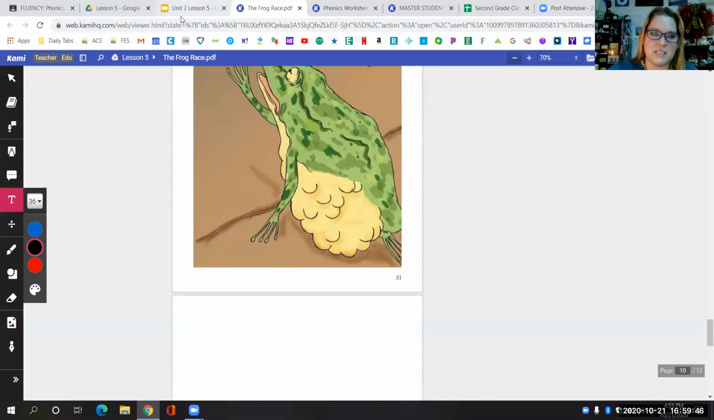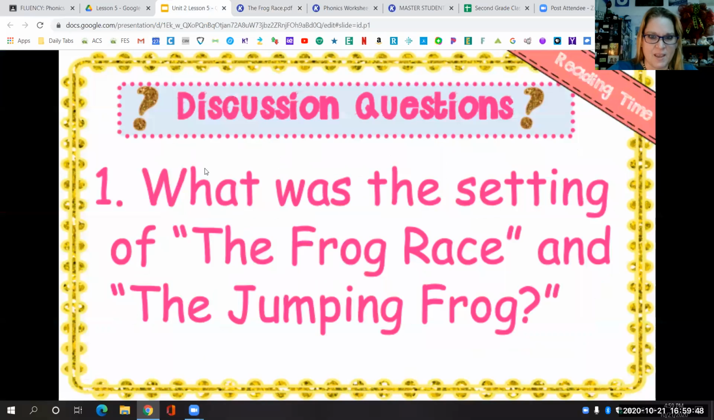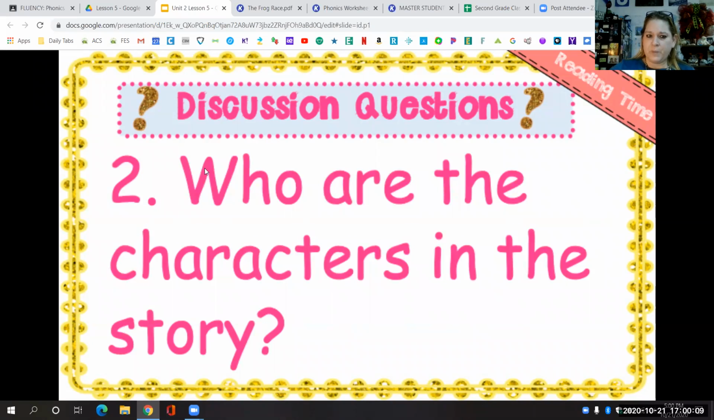Okay, so that's the end of the story for today. So what was the setting of the frog race and the jumping frog? Where is the setting for this story? The setting is the West, the Wild West, the West a long time ago, out in the West. Who are the characters in the story? We have Big Jim and we have Pete as the main characters.